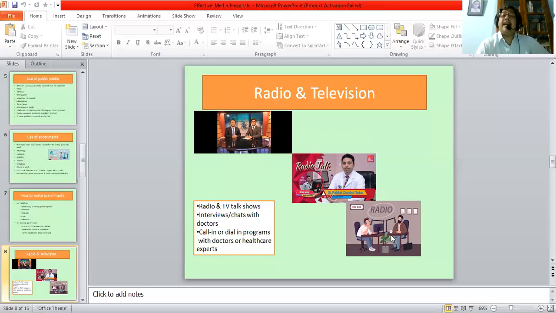You can send an inquiry or any query you have regarding certain diseases or treatment options, and the doctors will address your queries in the program. So often people avail these facilities of talk shows and dial-in programs. So this is a very positive exercise which you can use in radio and television. And it will be your responsibility to take care of these programs and arrange them with the doctors.